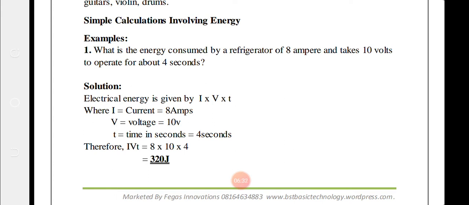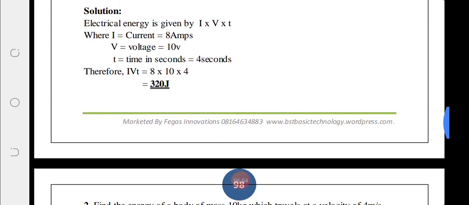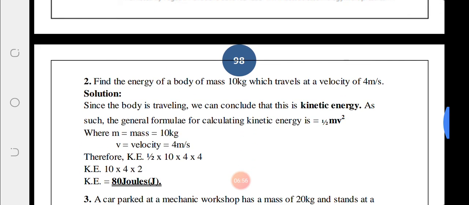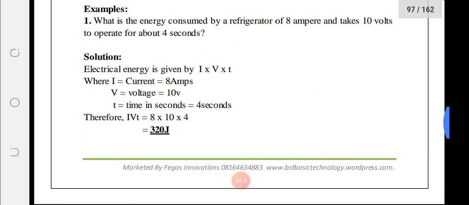So your I has been given. Your 8 amperes is your current, your 10 volts is your voltage, and your 4 seconds is your time. So it's just left for you to insert. When you insert your current, 8 amperes, your voltage, 10 volts, and your time, 4 seconds, and multiply everything, you get the energy consumed by the refrigerator, which is 320 joules. That's under electrical energy, that's under electricity.